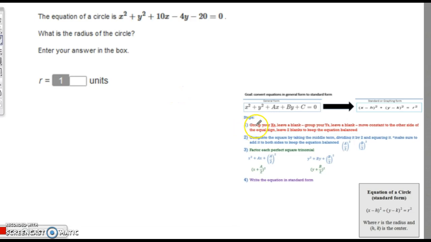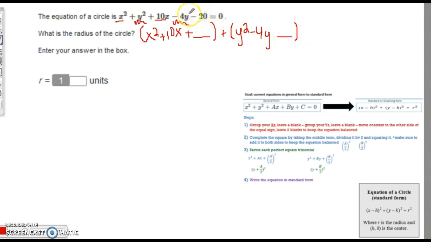The first thing, you want to group your x's and leave a blank. So I'm going to take my x's, x squared plus 10x plus a blank. I grouped them with parentheses. Then I want to group my y's. So I'm going to put my y squared minus 4y and leave a blank.